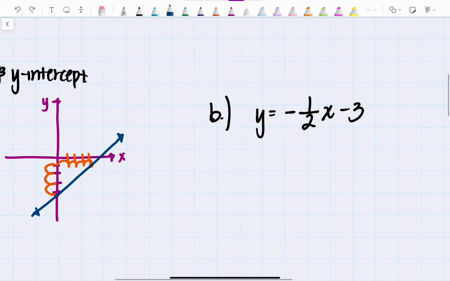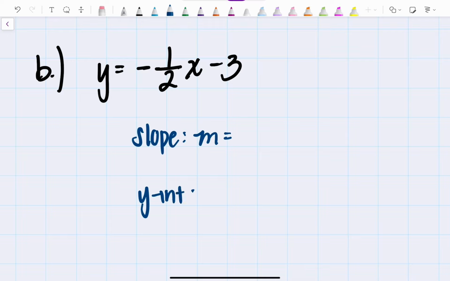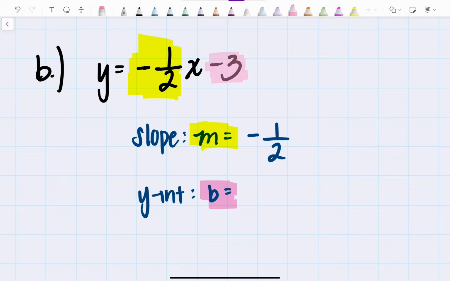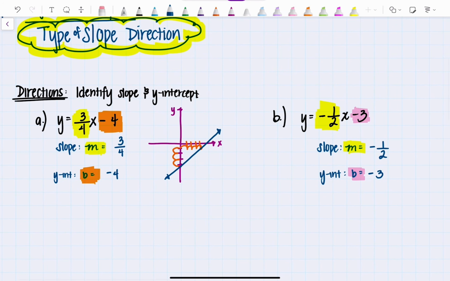All right, from here, let's move on to the next one. Here's B. Same idea. I want to identify slope and y-intercept. So slope, once again, carries the variable, the x. So my slope on this here is going to be -1/2. In terms of the y-intercept, it's the constant. So therefore, my y-intercept is going to be -3. -3. All right. So let's move on then to the next ones. Once again, that was basically identifying slope and y-intercept.